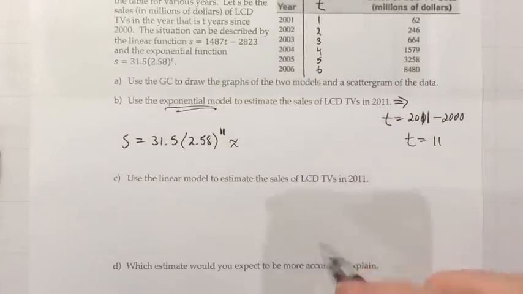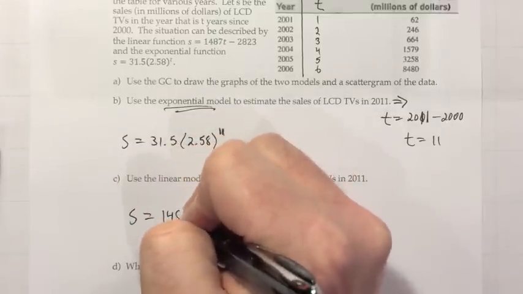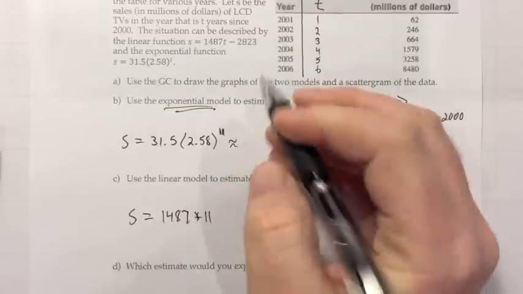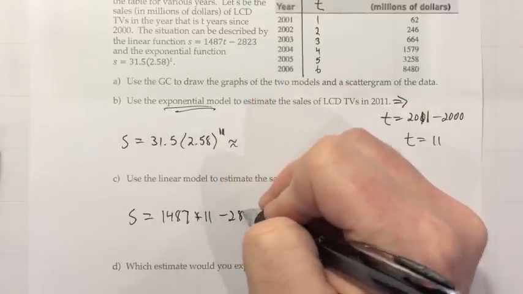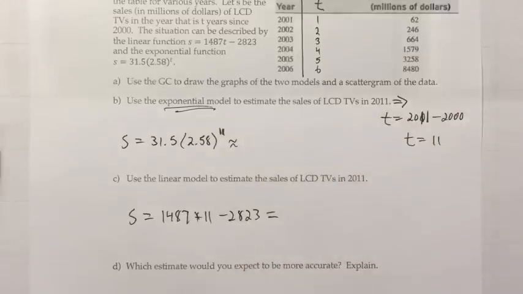When they want us to do that for the linear model, we just use the other function. So s equals 1487 times t, but t is 11, and then minus 2823. So we're going to go ahead and make those predictions, just plug them into the calculator and get them.